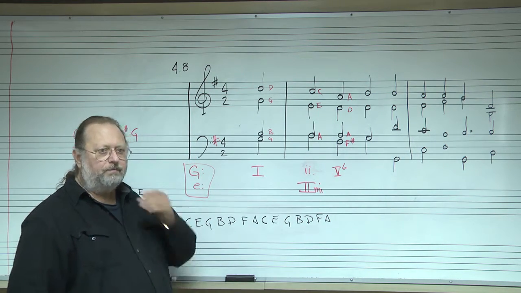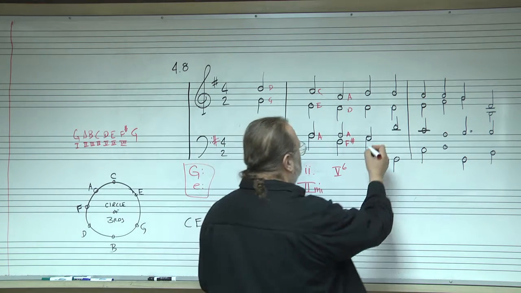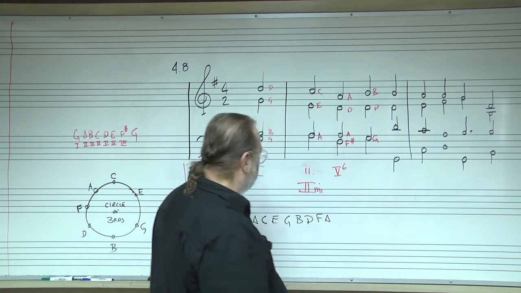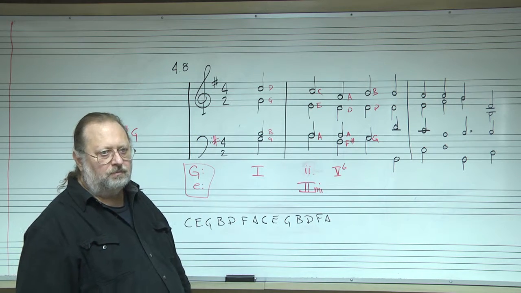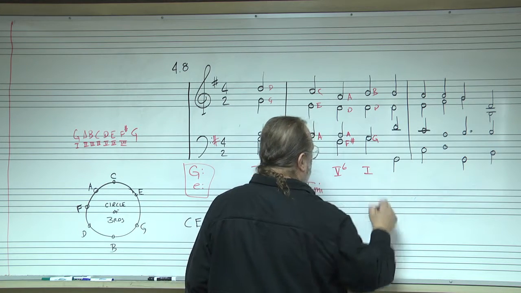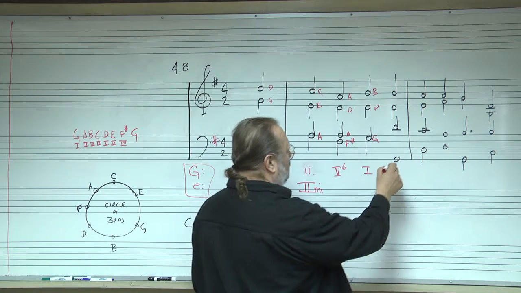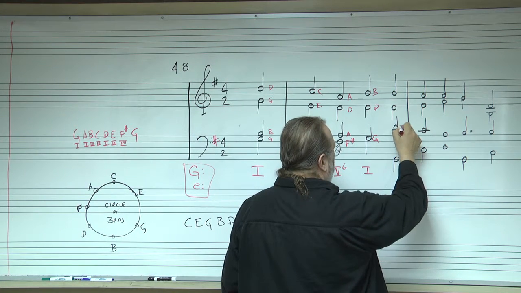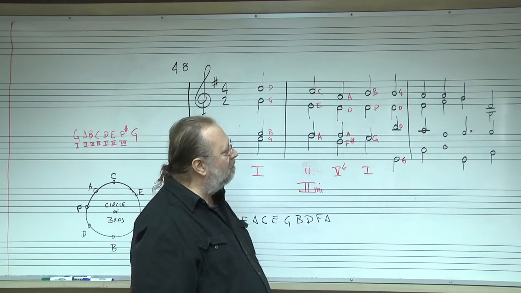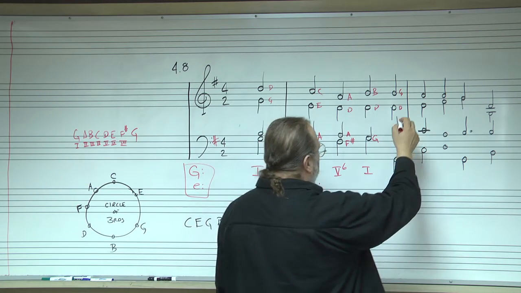Next one, pitch inventory. G. Well, that should be easy, right? Yeah, root position. Okay, what's the next one? G, D, B. Same thing. It's B.